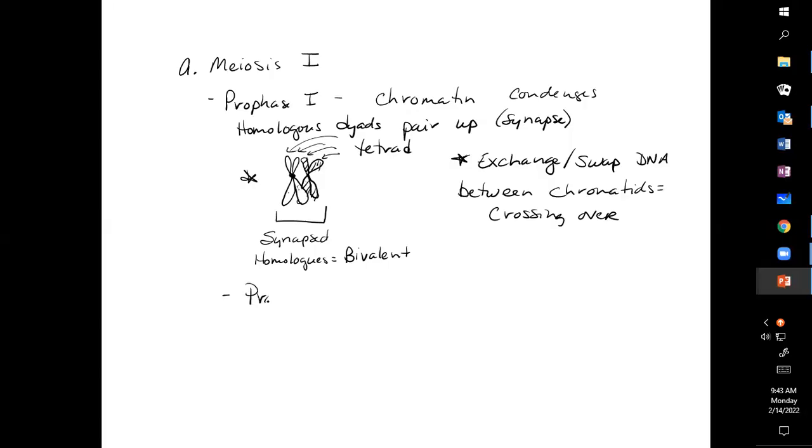during prometaphase, again, the nucleus dissolves and the spindle fibers attach to the kinetochores at the centromere. So I'm just going to shorthand it, spindle fibers attach.